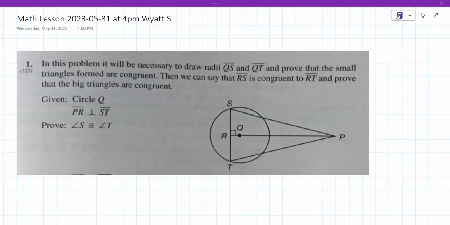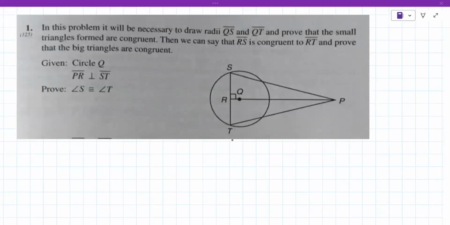All right, so we're trying to prove that angle S is congruent to angle T, and all we're given is that PR is perpendicular to ST. PR is perpendicular to ST. So, all right, lovely. The first thing we're going to do is an SR proof here.